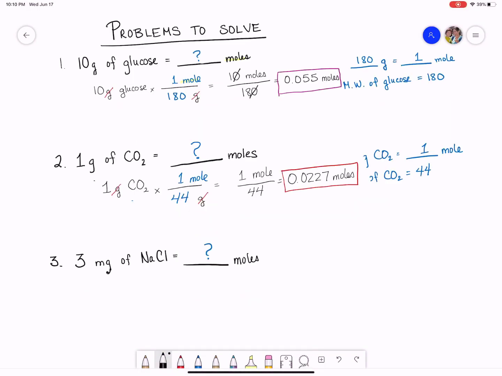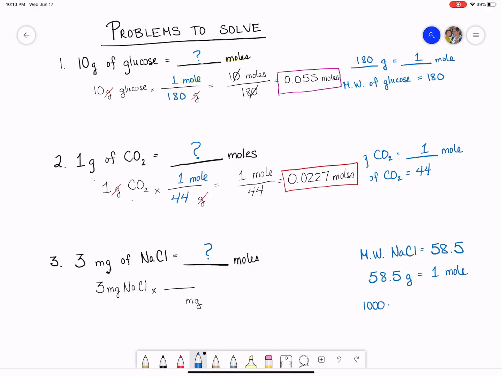Let's take a look at the last problem. We have 3 milligrams of sodium chloride equals how many moles? So once again, I'm going to start with 3 milligrams of sodium chloride, multiplication sign, line, milligrams goes on the bottom. Now, I know that the molecular weight of sodium chloride is 58.5. So 58.5 grams of sodium chloride equals 1 mole. But I have milligrams down at the bottom, not grams. So I'm going to need to add in an additional step where I go from milligrams to grams.